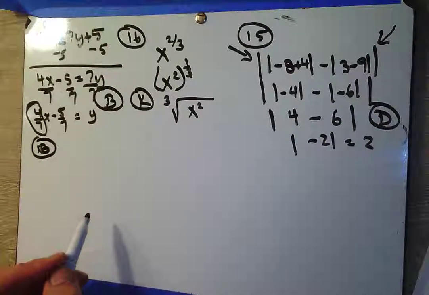How about 18? 18 says, for which of the following conditions would the sum of the integers m and n always be odd?